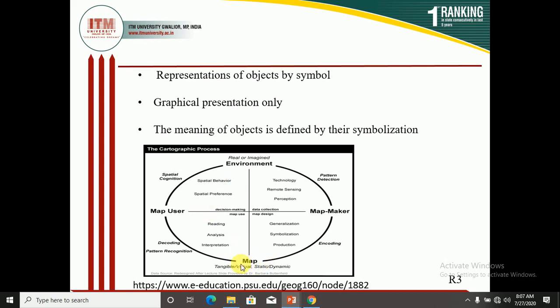After the particular map is made, the map user decodes whatever symbol is assigned by the cartographer, reads, and analyzes the particular features in the map. Then the map user finally interprets and draws conclusions about a certain land feature. If there is a particular problem about that land feature, he tries to analyze it and arrive at a decision or management strategy about the specific land feature. So this is all about what happens in the cartographic process.